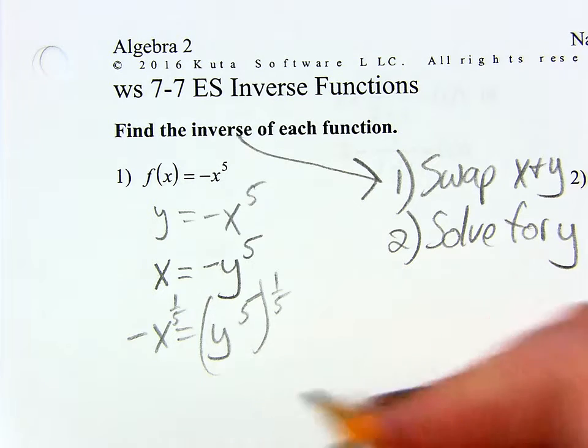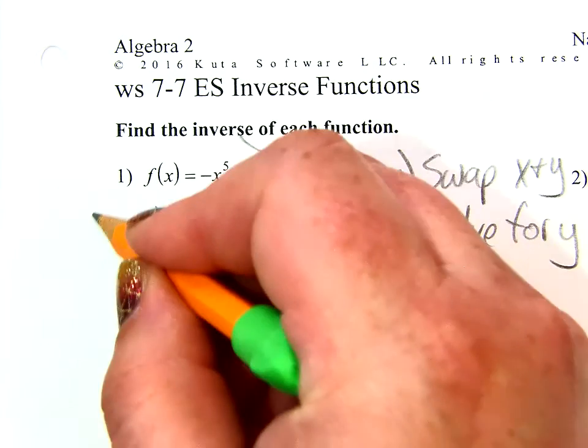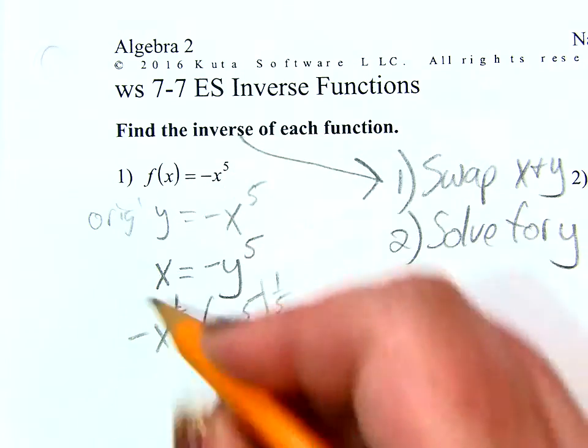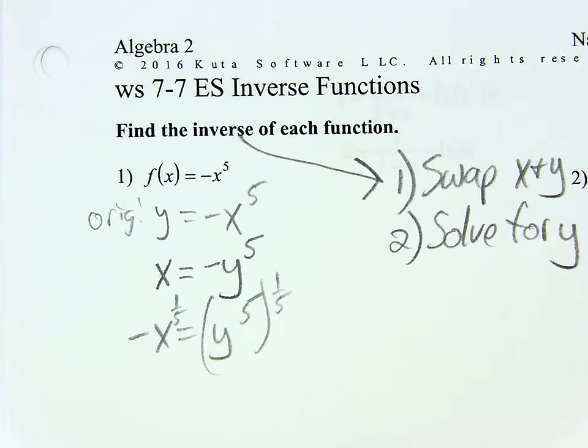Wait, how did we get negative y to the fifth? So this is just the original. Yeah, you swap x and y. That's step one. That's how you find the inverse.